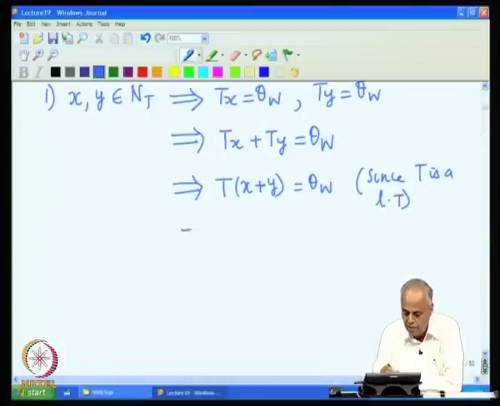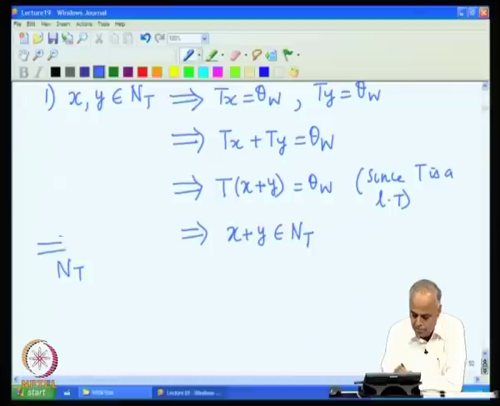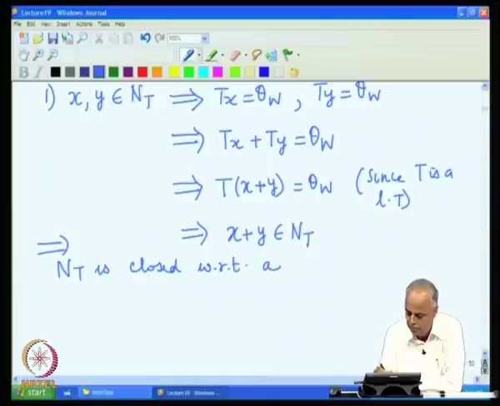That says, the vector x plus y is also getting mapped to the 0 vector, and hence x plus y also belongs to NT. So, x and y belonging to NT means x plus y belongs to NT. The whole thing implies NT is closed with respect to addition.